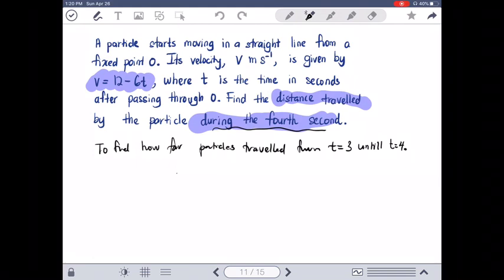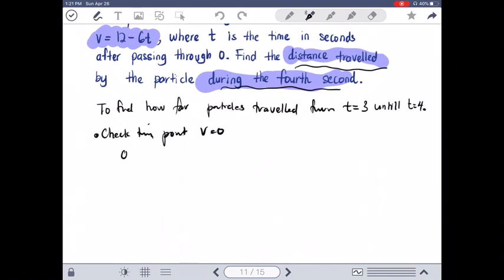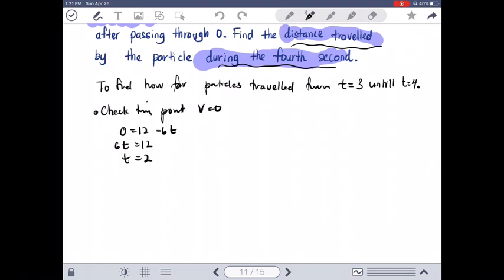And normally for distance travel, I will check for the turning point. So we want to check for the turning point. When v equals to 0, you should get 0 equals to 12 minus 6t. 6t equals to 12. t is equals to 2. So turning point happens when t equals to 2. So when we have t equals to 3 and t equals to 4, the object will not turn. It turned before when t equals to 2.